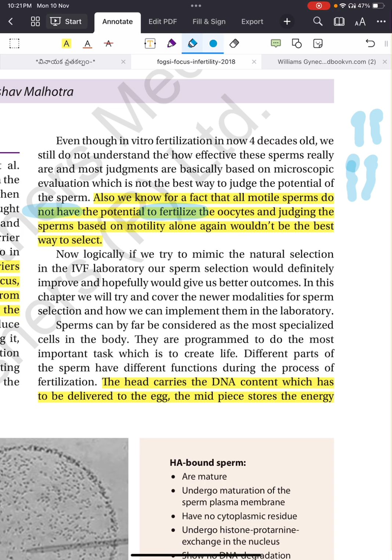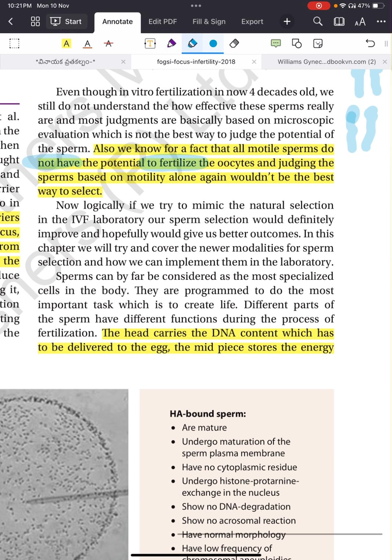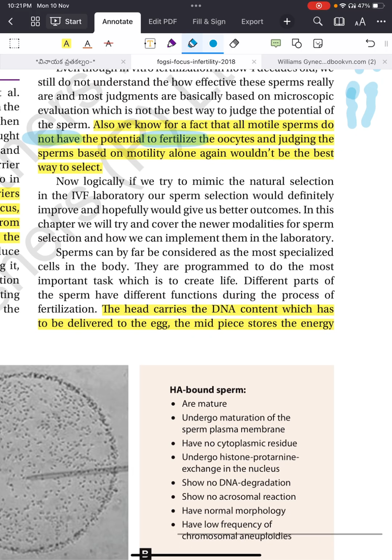Now logically we try to mimic natural selection in the IVF laboratory. So, just as the body naturally selects, in the IVF laboratory we select the good sperms. The head carries the DNA content. We all know the head, midpiece, and tail.